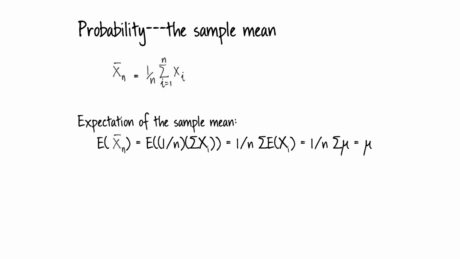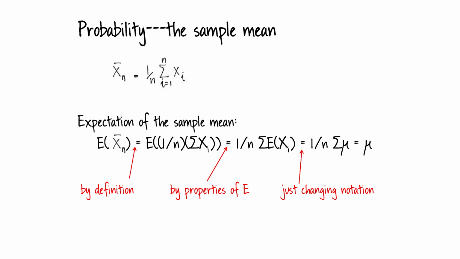Okay, so let's see if we can calculate the expectation of this function x bar. Well, the expectation of x bar is equal to, I just plugged in the definition of x bar. Then I can write the expectation of 1 over n times the sum of the x's as 1 over n times the sum of the expectations of the x's. We know that from properties of expectation. And then I changed the notation from expectation of x to mu, the notation we often use for expectation. So we're adding up mu n times and dividing by n, so it's just equal to mu.